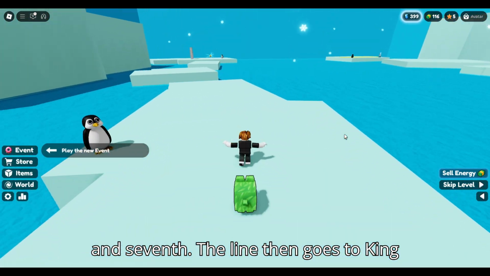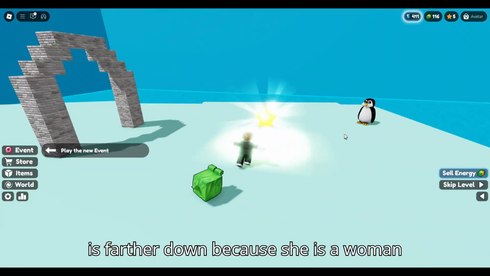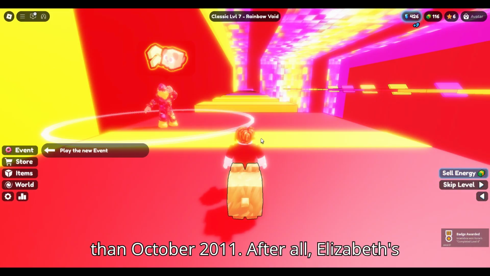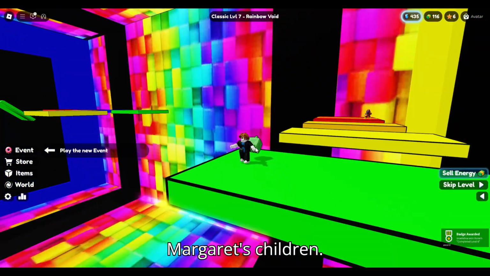The line then goes to King Charles' younger brother, Andrew. Princess Anne, who is older than Andrew, is farther down because she is a woman and because she's obviously way older than October 2011. After all Elizabeth's descendants come her younger sister Margaret's children.